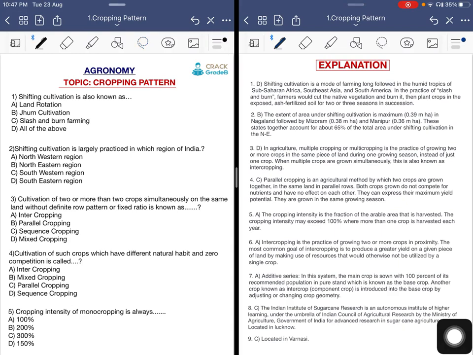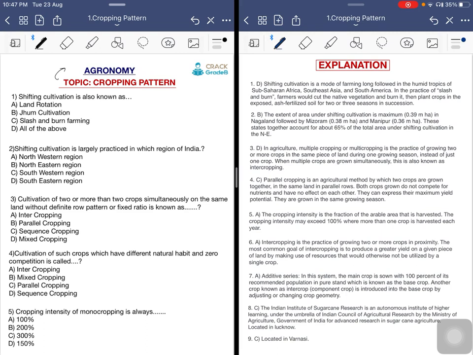Today we are going to discuss some of the MCQs based on the topic, the cropping pattern, which comes under the main topic, agronomy. The first question: shifting cultivation is also known as. The options are land rotation, jhum cultivation, slash and burn farming. The fourth one is all of the above.